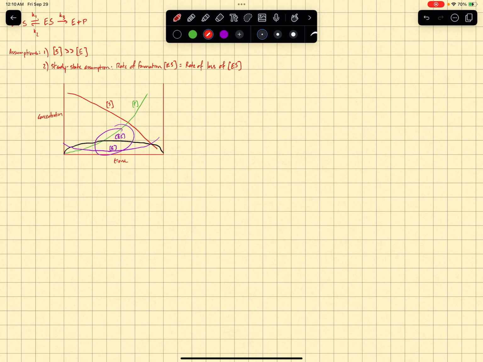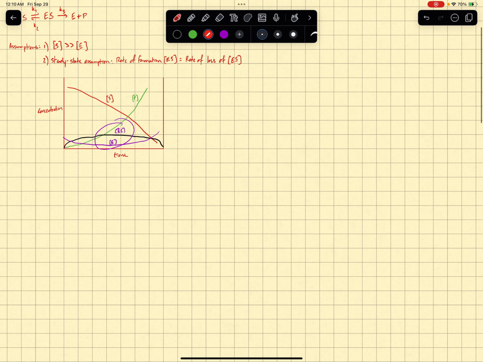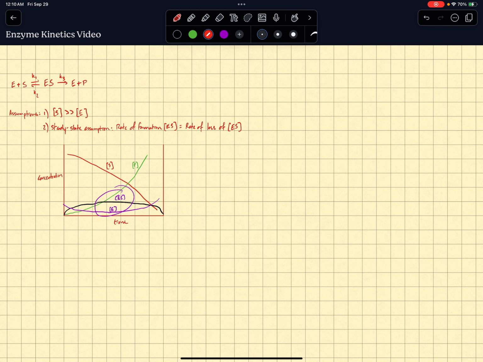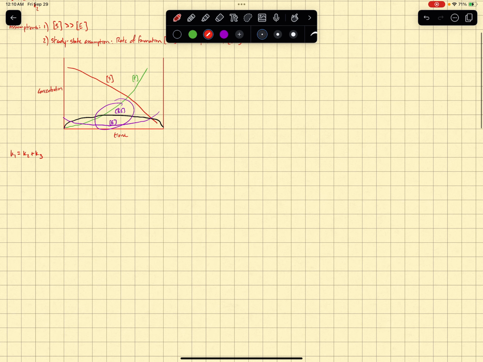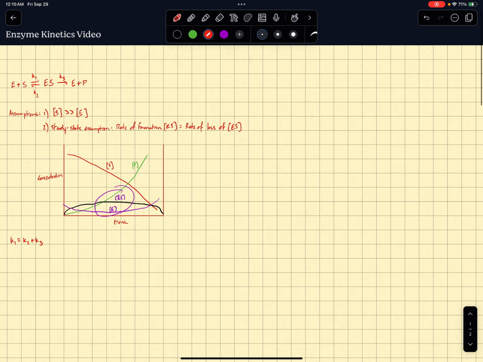And so that's going to set up the first step in our derivation. So if we consider the rate of formation of the enzyme substrate complex, we look back here at this equation. The only thing that contributes to the rate of formation of the enzyme substrate complex is this rate here, K1. So I'm going to start with K1, and that's equal to the rate of loss of ES. So the two things that take away from the ES concentration are K3 and K2. So K1 is then equal to K2 plus K3. So that's our first step. And now we'll start writing these out as actual rates like you would in general chemistry.